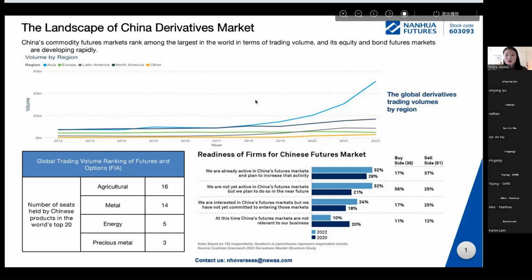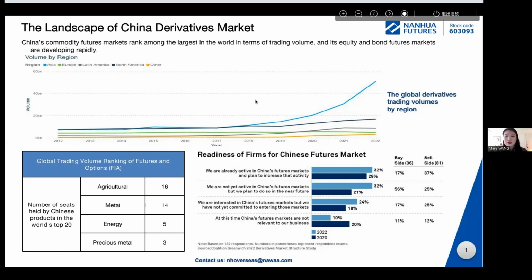The last chart bar is about the awareness of Western firms in the Chinese futures market. We can see that more than 2/3 of the firms already participate or are interested in our markets now.